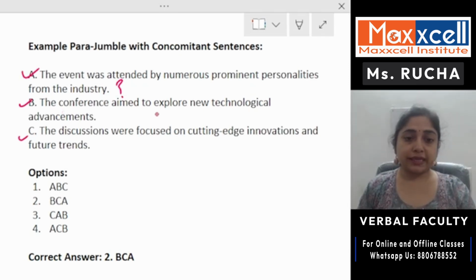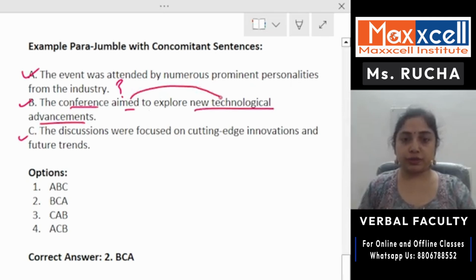The conference aimed to explore new technological advancements. So here we are talking about the conference which aimed to explore new technological advancements. So we are talking about the purpose here. This can be one of our first sentences. We cannot finalize unless we read all the sentences given. So this is the third sentence.